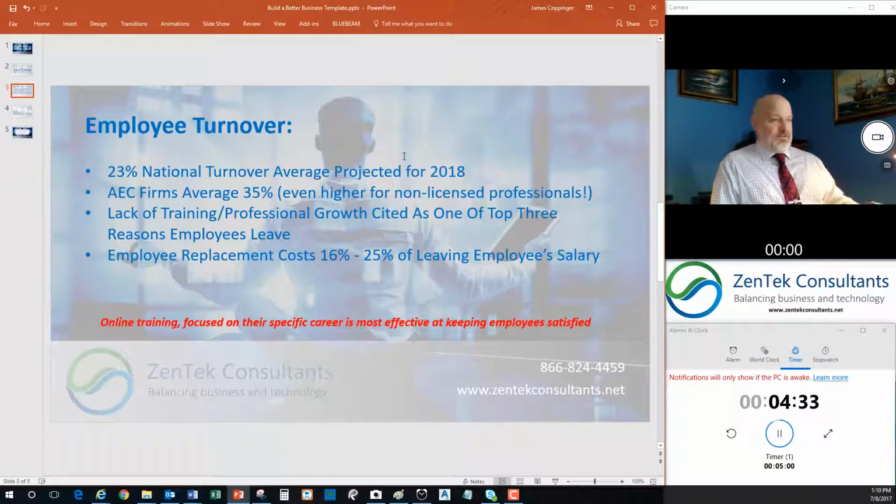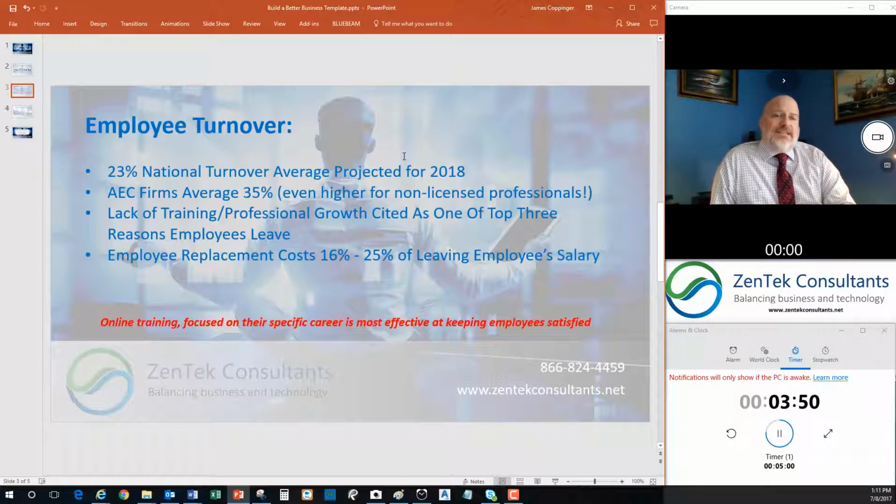So what am I talking about? Let's take a look at it and see where the issue lies. Employee turnover, right? The American national average for employee turnover is predicted to be 23% in 2018, which is one of the highest in the industrialized world. In particular, AEC firms, who we deal with very heavily here at Zentech, actually average 35%, and that goes even higher when you're dealing with non-licensed professionals. That'd be your administrative staff, your CAD and design staff, folks who don't have the PE license or the architecture license. So you're really looking at losing up to a third of your staff every year. That's a huge, huge problem.